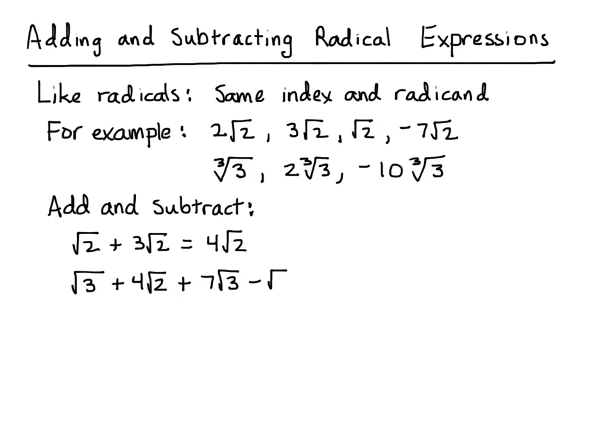If we have the square root of 3 plus 4 times the square root of 2 plus 7 times the square root of 3 minus the square root of 2, notice there's two different kinds of radicals in here, the square root of 2 and the square root of 3. So the only ones you can add are the ones that have the same radical. So in this case, we can add the square root of 3's together, and so we have 8 root 3, and then we can do the 4 square root of 2 minus the square root of 2 and get 3 square root of 2.